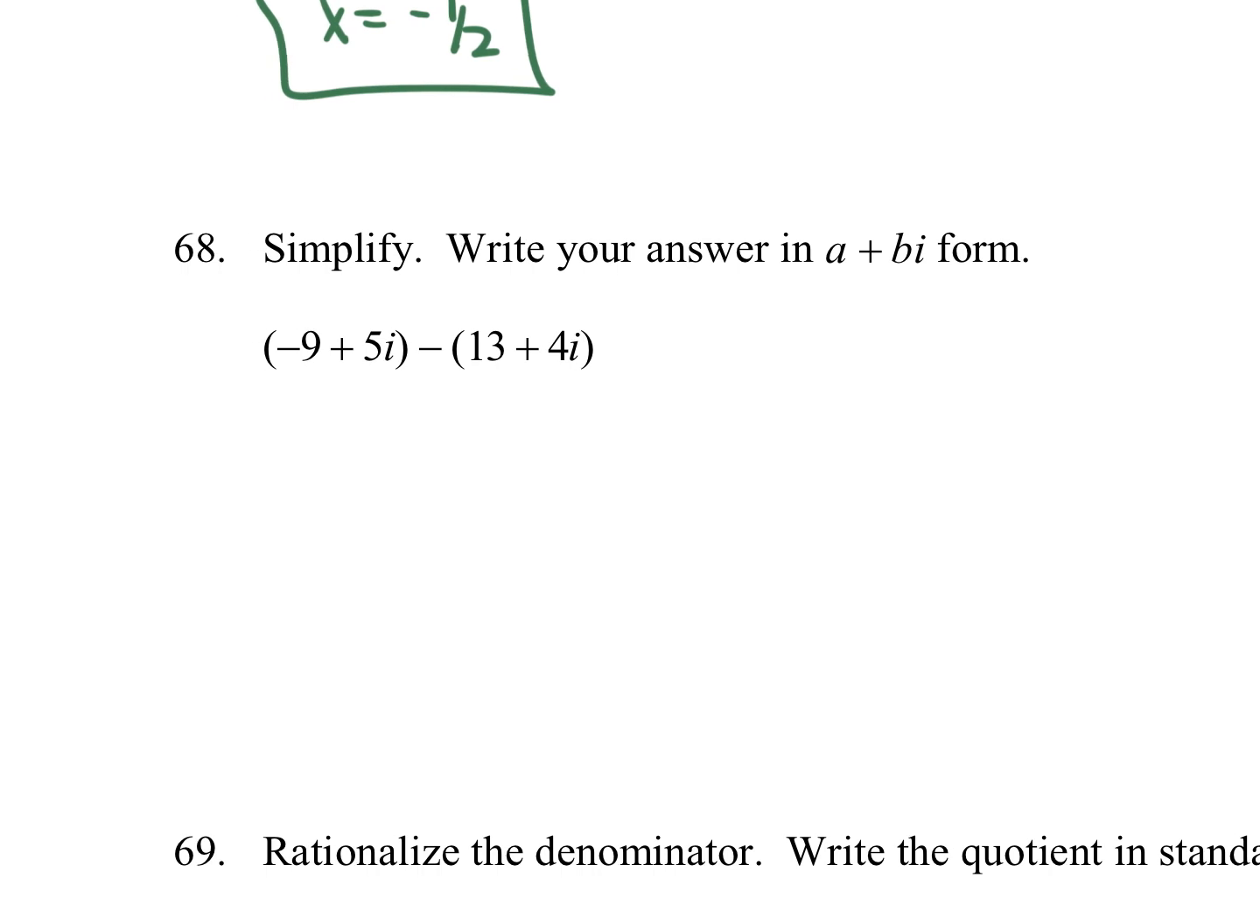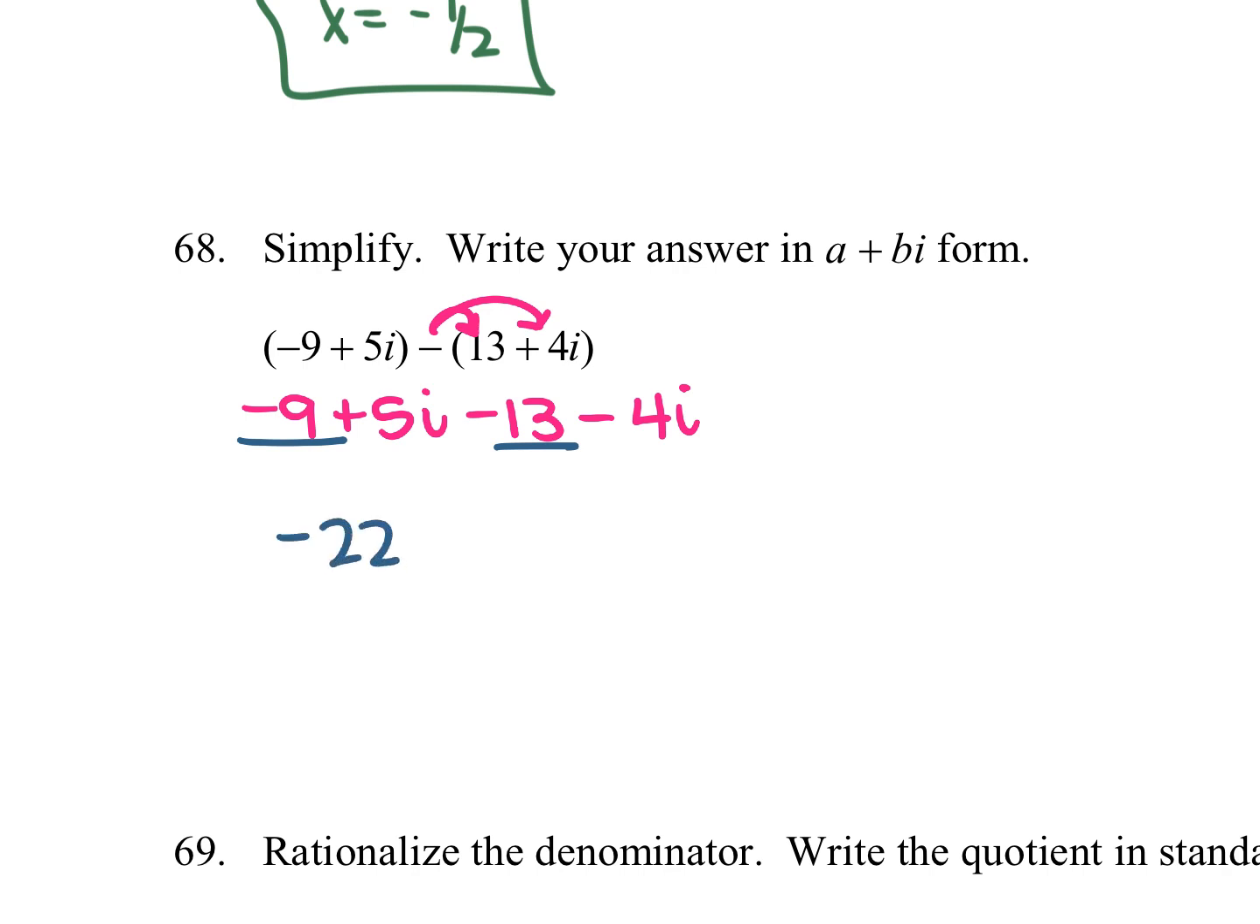For 68, you have negative 9 plus 5i minus (13 plus 4i). We're going to distribute the negative first. So that's negative 9 plus 5i minus 13 minus 4i. Combine your like terms. Negative 9 minus 13 is a negative 22. Your 5i minus 4i is just positive i. So that's negative 22 plus i.